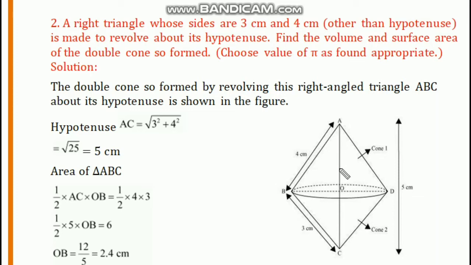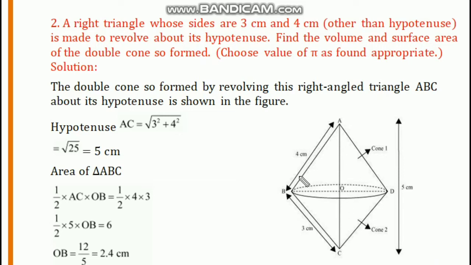Here we cannot find AO and OC separately because we know only the slant height, that is 4 centimeter. But we can find it. Already we know that triangle ABC is a right angle triangle. The angle B is a right angle, so AC is the hypotenuse. By using the Pythagoras theorem, we need to find the hypotenuse side of the triangle.